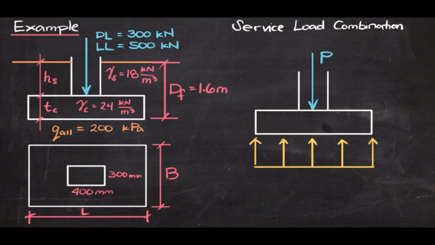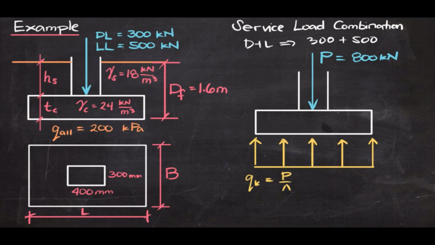First, let's get the service load. So what is the service load combination? Since we have only dead load and live load, we just add dead load plus live load, which gives us 300 plus 500. So P will be 800 kilonewtons. And because that is 800 kilonewtons, the contact pressure below that would be P over the area of the footing, or 800 over whatever is the area of the footing. Later, we will see what is the area of the footing.